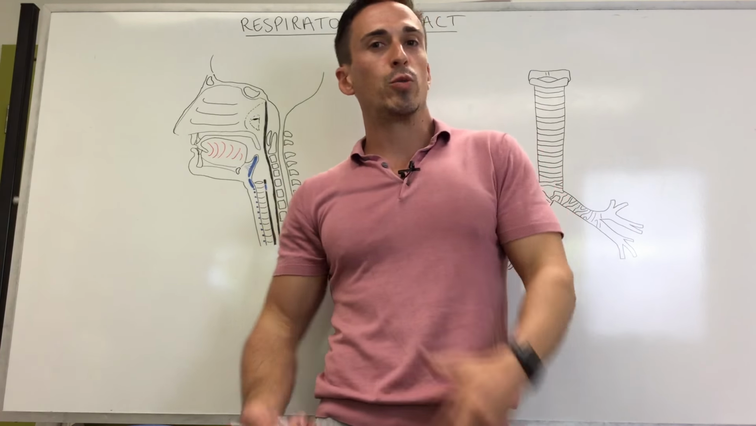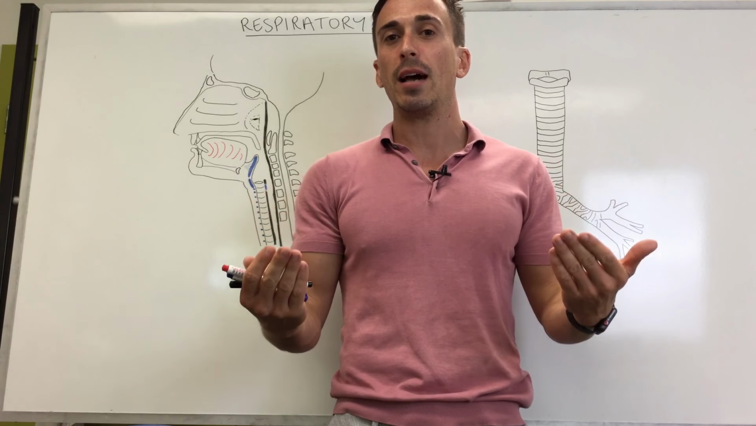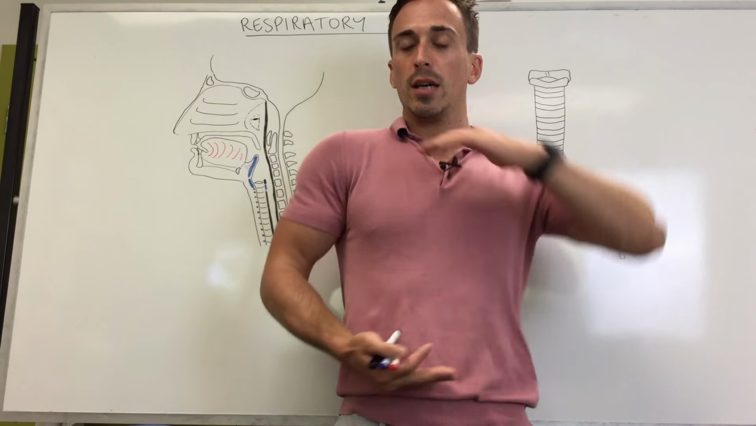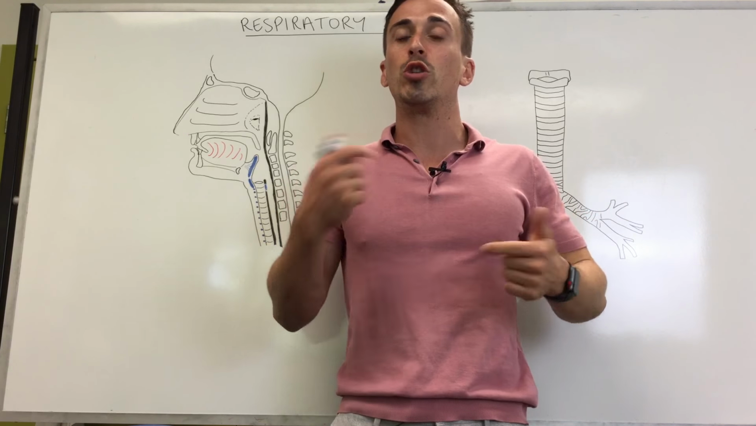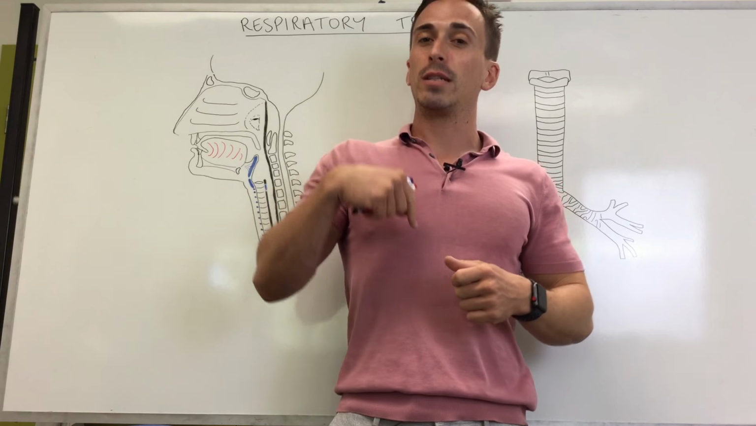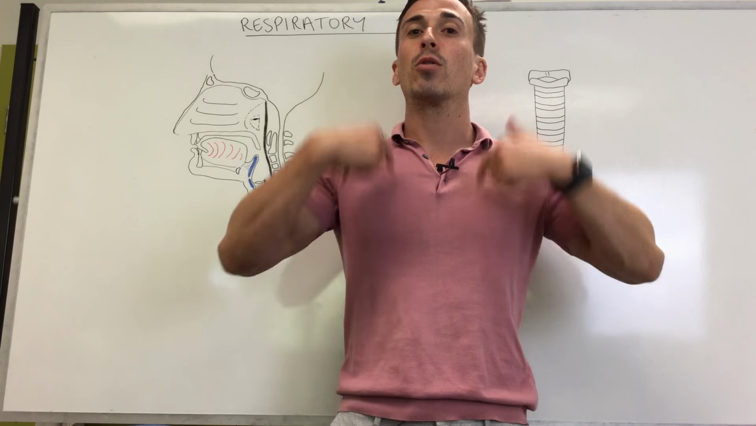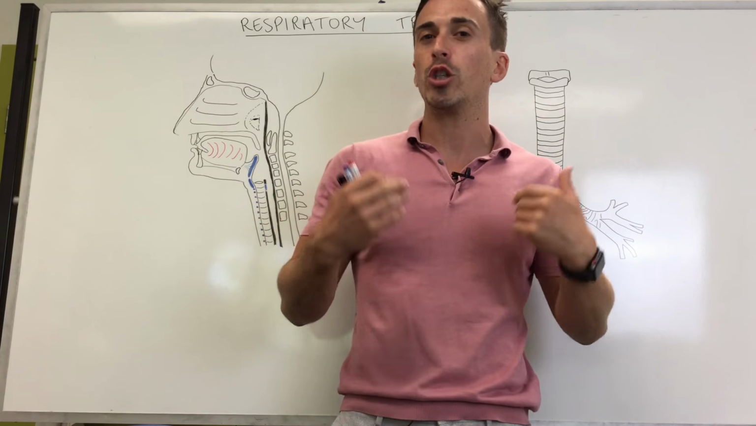Now the opposite happens when you want to expire or bring that air back out. Certain muscles will contract to reduce the volume of the thoracic cavity and therefore reduce the volume of the lungs, increasing the pressure in the lungs, and air is going to rush out, going again down that pressure gradient.